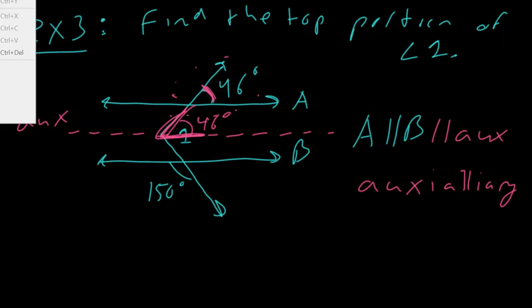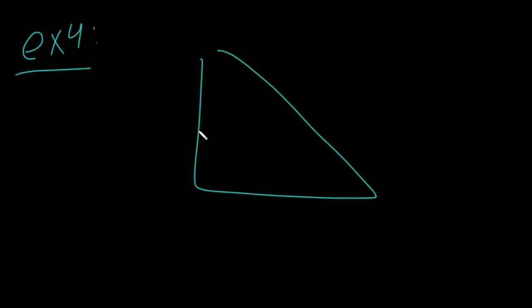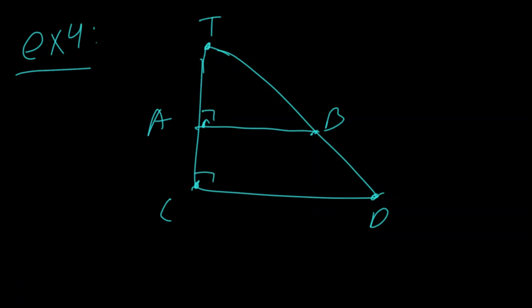We're going to throw some shapes in here. Okay, example 4. Let's say I just give you a triangle, but this triangle's got a line somewhere in the middle. And let's call this A and B and C and D. And right up here we got T for the top. Okay, so wait a second. And we're going to be given this is a right angle and this is a right angle.